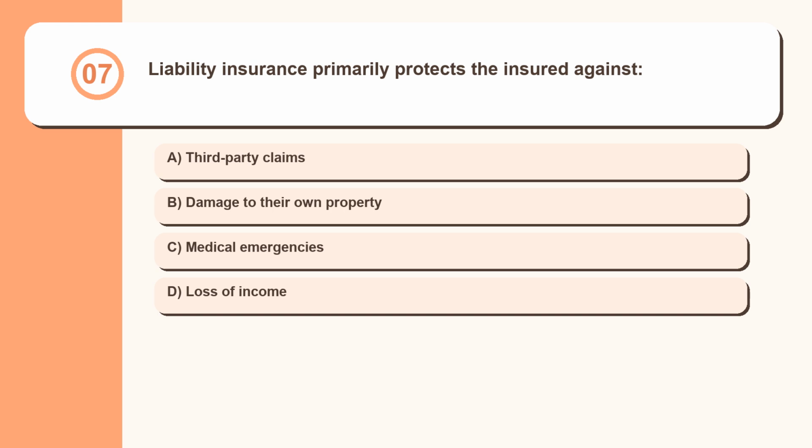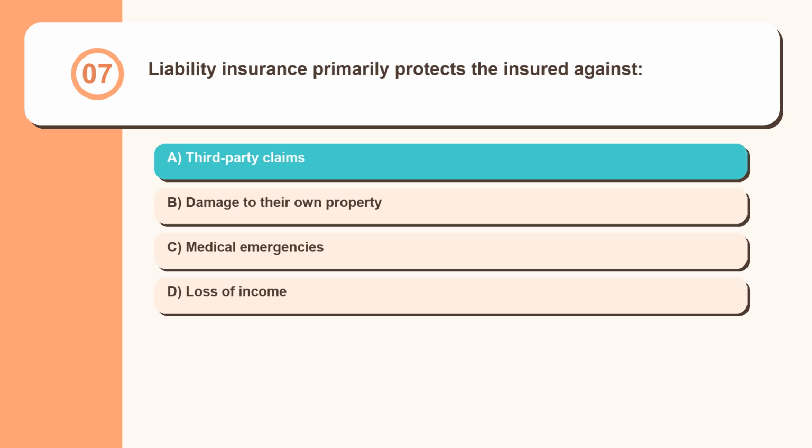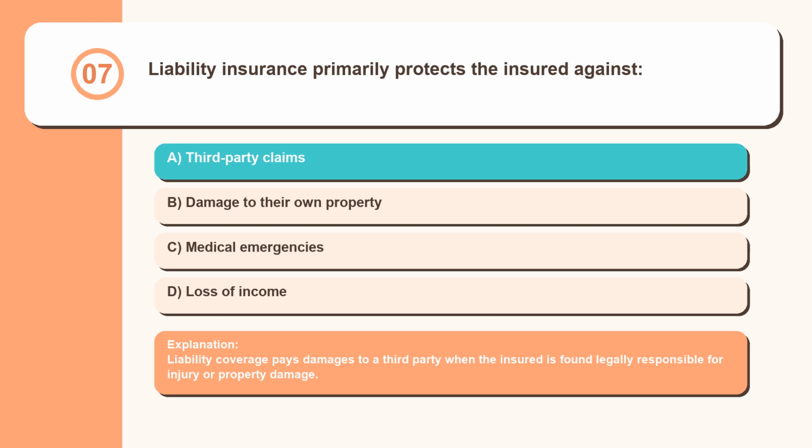Question 7. Liability insurance primarily protects the insured against third-party claims, damage to their own property, medical emergencies, loss of income. Liability coverage pays damages to a third party when the insured is found legally responsible for injury or property damage.